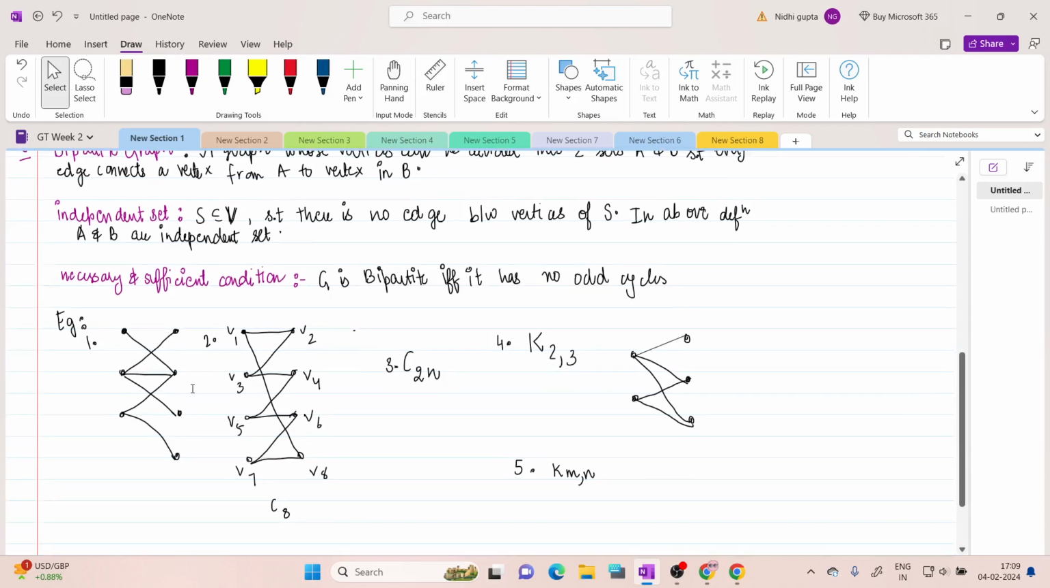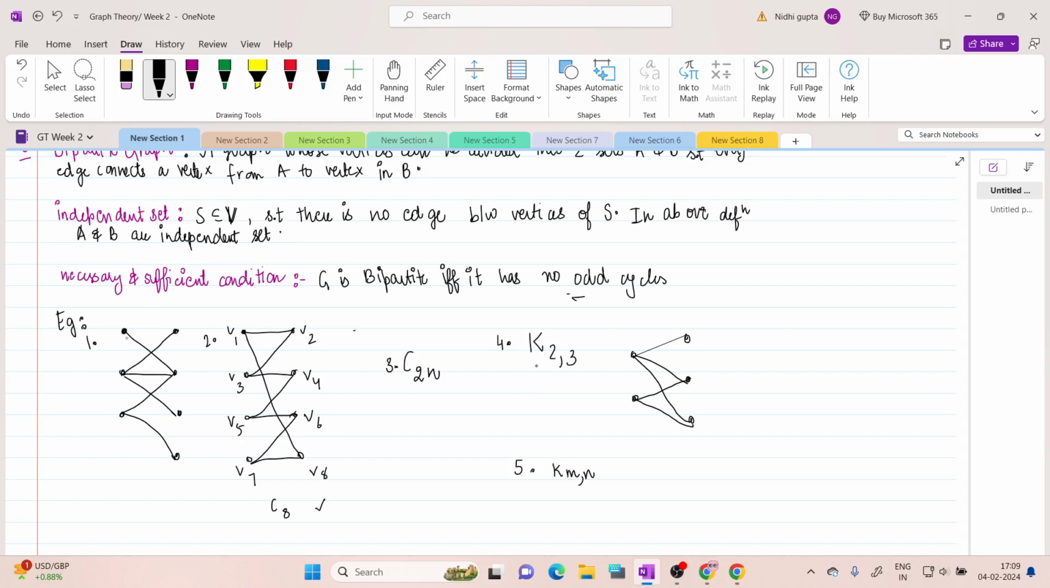So these are some examples. The first one is a general example: we have a vertex set which is partitioned into subsets, and you can see any edge has one vertex in one subset and the other in the other. There are no edges within A or within B. Then the necessary and sufficient condition is that we want no odd cycle. So an even cycle is a bipartite graph because it has just one cycle and it is of even length.